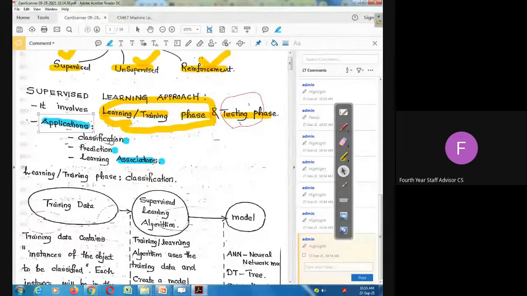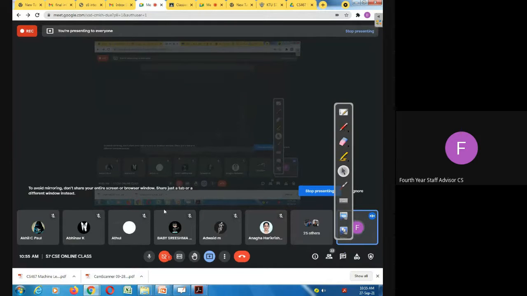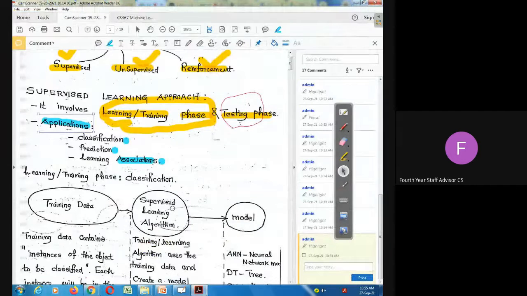Okay, what is classification? Can anyone give an example? It is a very simple concept. What is meant by classification? Anyone? Nitin Babu. What is meant by classification? Can you give an example?